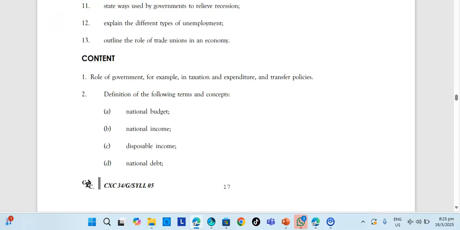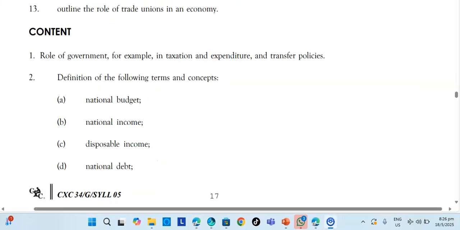All right. A national budget is a government's plan for spending and income. National income is the total income earned by a country's people and businesses over a period of time. Disposable income is the money a person has left after paying taxes, used for spending or saving. National debt is the total amount of money the government owes to local or foreign lenders.